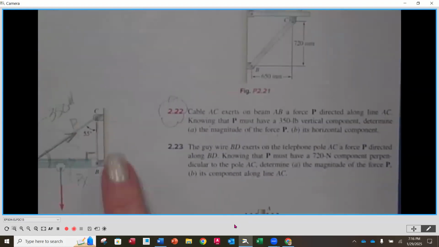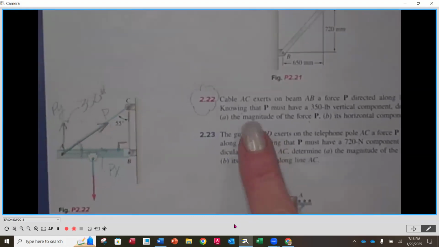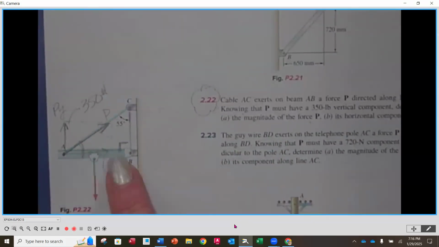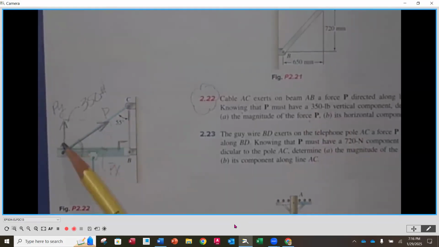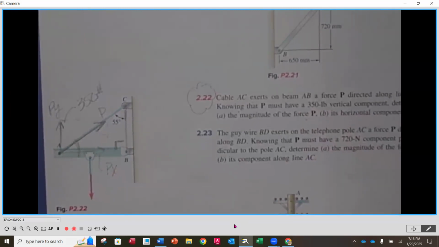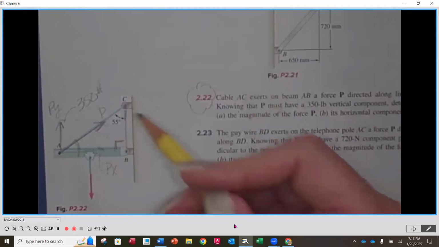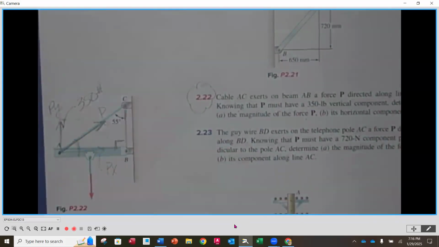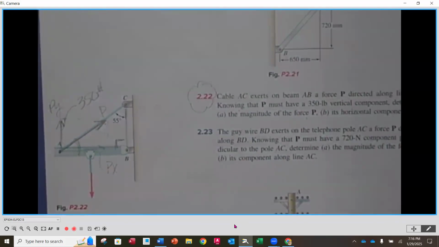Then as we turn this one over, number 22, and its illustration is right here on the left-hand side. It says cable AC. So starting down here, cable AC up to there, on beam AB, has a force P along here, along AC. So force P is along the actual cable itself. Knowing that P must be 350 pounds. Oh, in the vertical component, I didn't read that right. 350 in the Y component here. Determine the magnitude of P and the horizontal component.